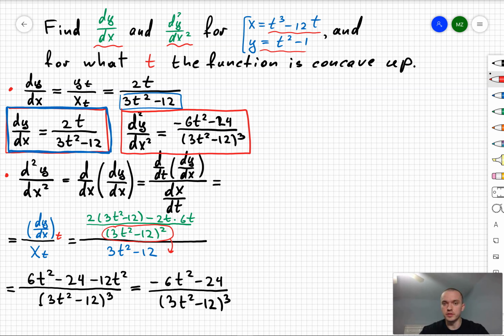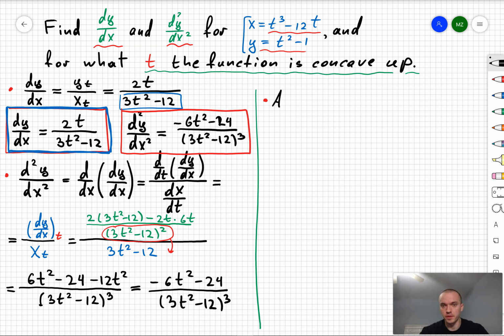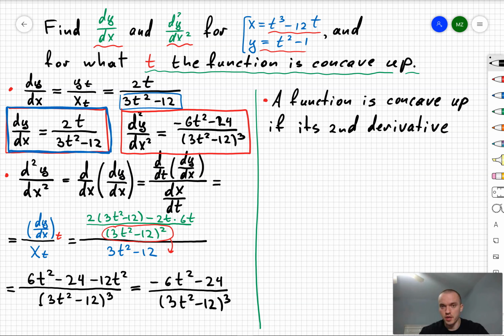Okay, our next goal is to answer about concavity. For that, what do I need to do? First, I need to remind ourselves what it means when my function is concave up or concave down. So let's recall the definition. A function is concave up if the second derivative of my function is positive. But what does it mean? Let me give you an example of a function which is concave up and whose second derivative is positive.